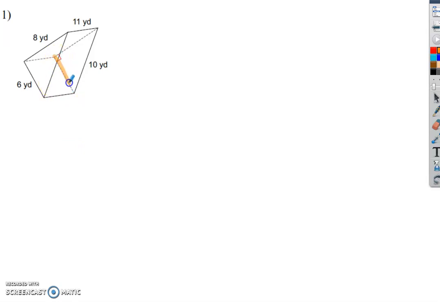There's a triangle right here in the back. It's the base. There's also a triangle here in the front. These bases are congruent and parallel. They're the same size and shape. So to find the area of a triangle, I'm going to write the formula.